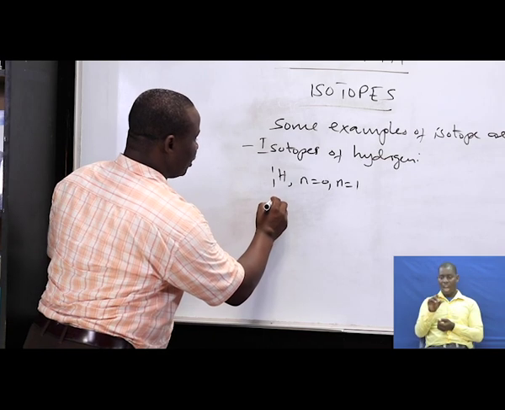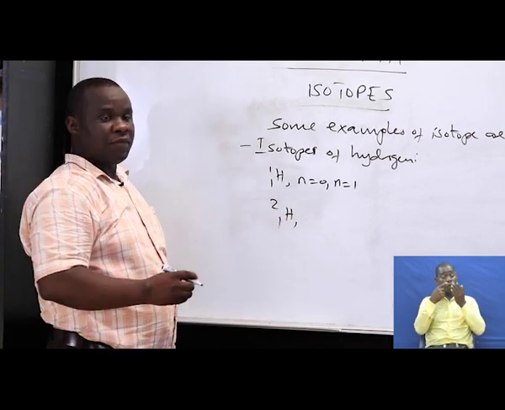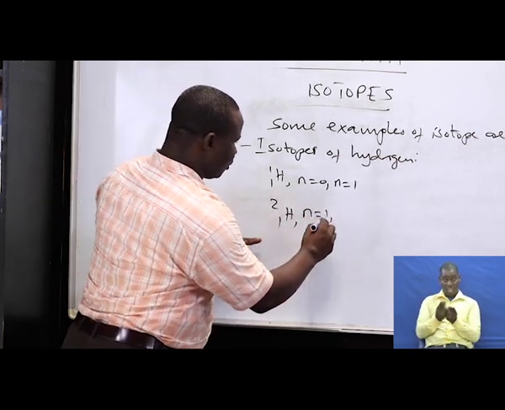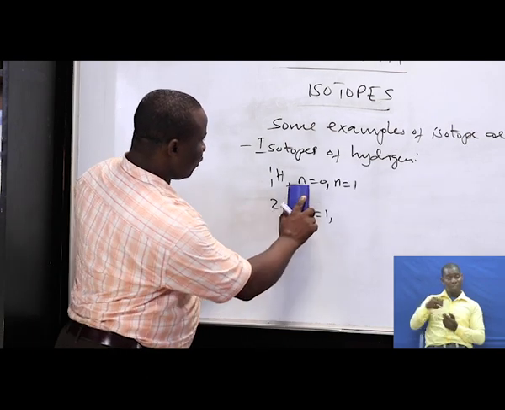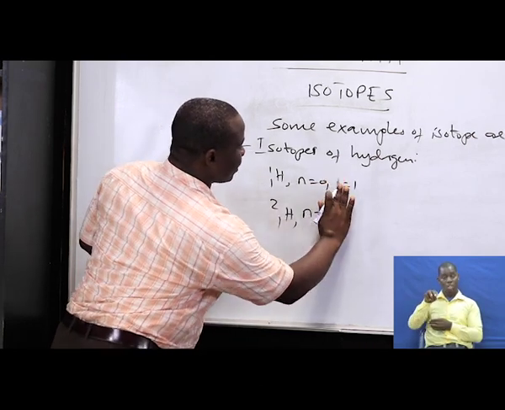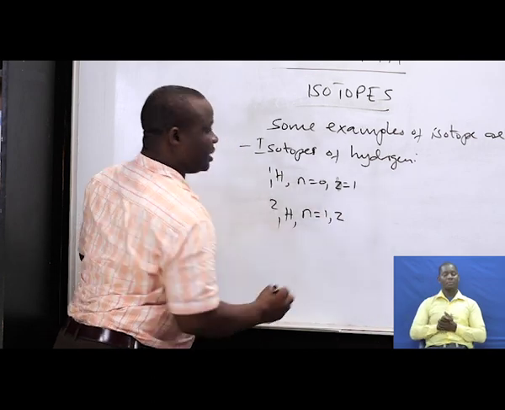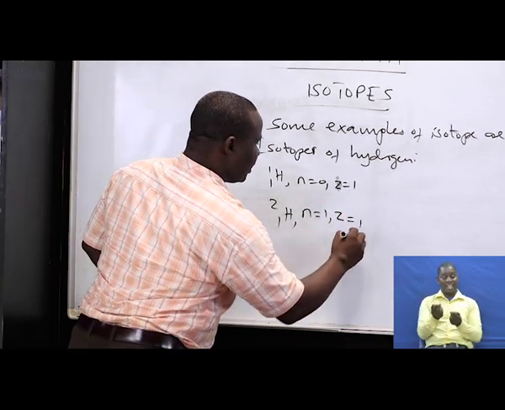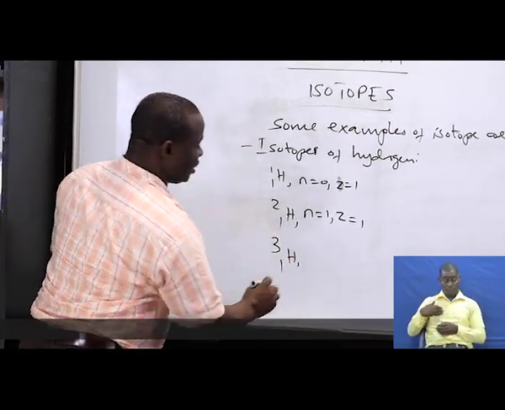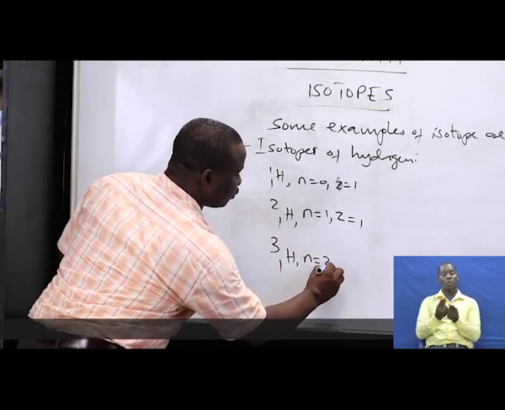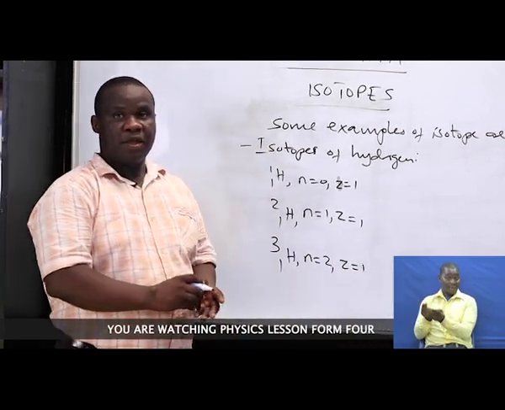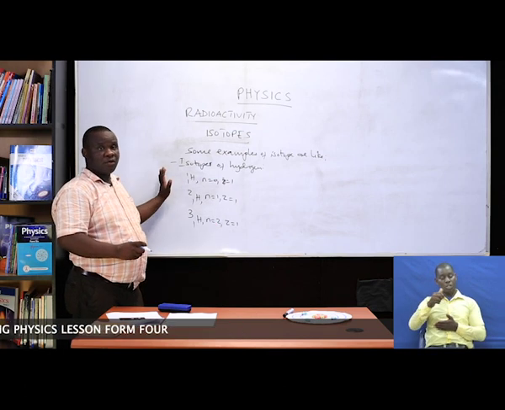But we also have hydrogen 2, of which the number of neutrons is 1, and here Z, which is the atomic number, equals 1, remaining the same. And we have hydrogen 3, of which the number of neutrons is 2, and Z, the atomic number, remains the same. So all of these are the isotopes of hydrogen.